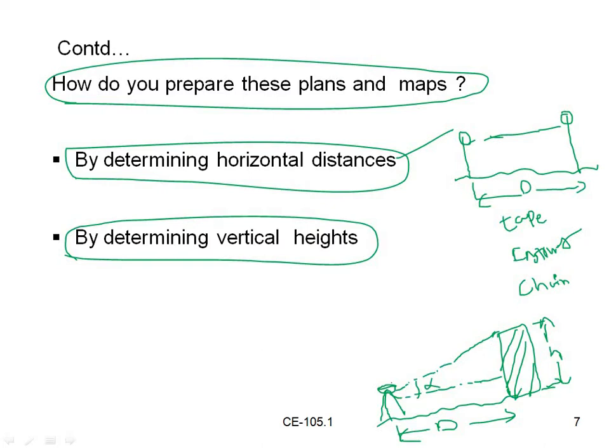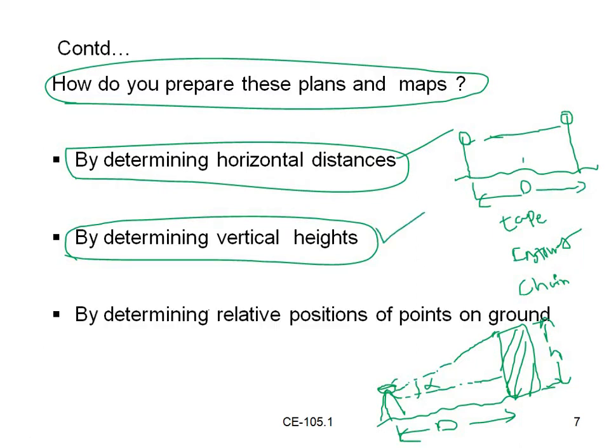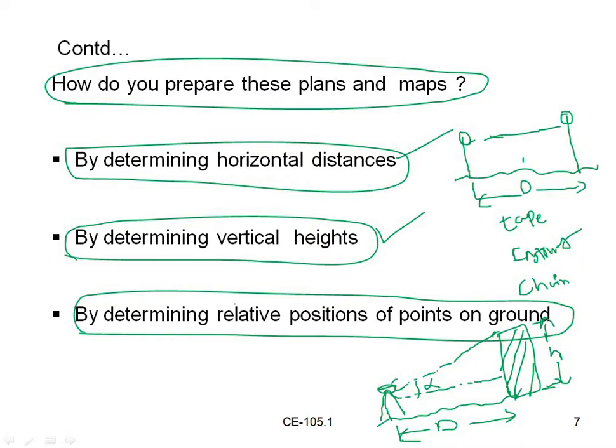With the help of our instruments that we call surveying instruments, we will have the dumpy level and auto level instruments. With them we can measure the height of the structures. In surveying, these are very useful things: measuring the horizontal distances and vertical heights, and next, determining relative positions of points on ground. So we will be keeping the positions of the ground also.